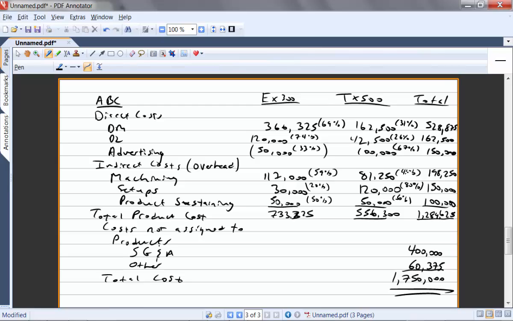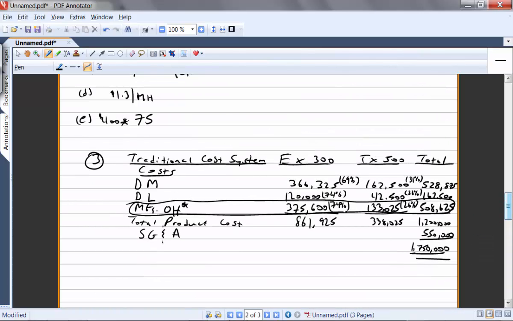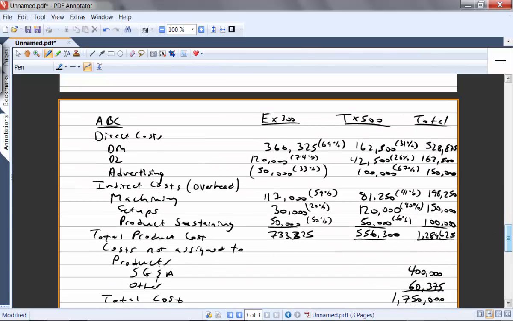The traditional system implicitly assumes that 74% of the cost of any activity, whichever the activity is, should go to the E, and 26% should go to the T, when in fact the percentages are like this: 59, 41, 20, 80, and 50, 50. So that's one source of difference. And the other source is the traditional system just treats this advertising as a period expense. It doesn't allocate it.